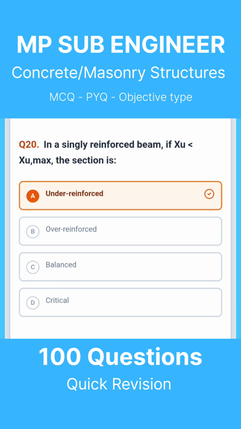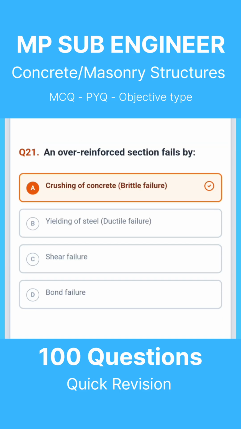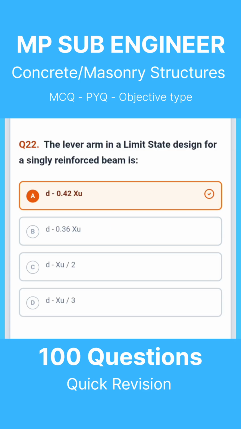Question 20. In a singly reinforced beam, if xu is less than xu,max, the section is. The correct answer is under-reinforced. Question 21. An over-reinforced section fails by. The correct answer is crushing of concrete, brittle failure. Question 22. The lever arm in limit state design for a singly reinforced beam is. The correct answer is d minus 0.42 xu.